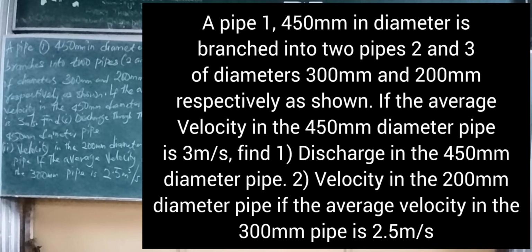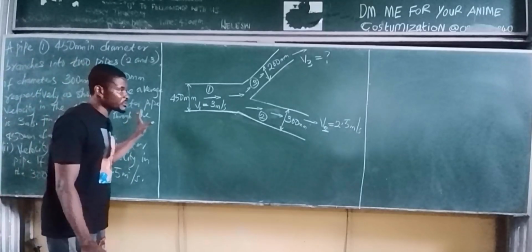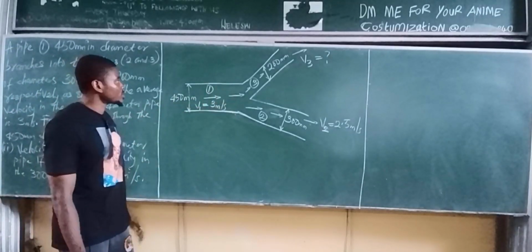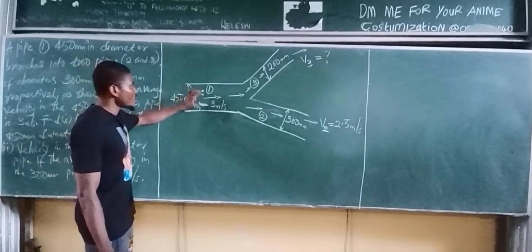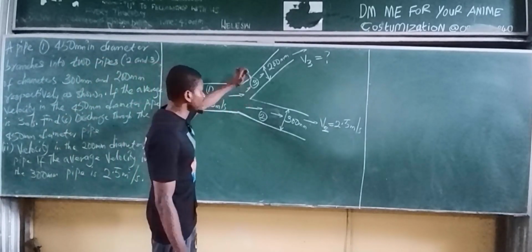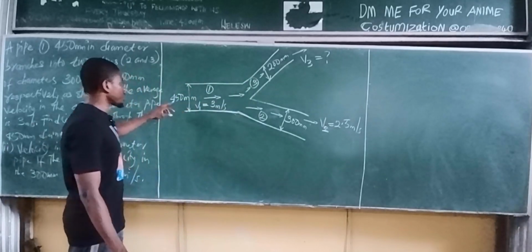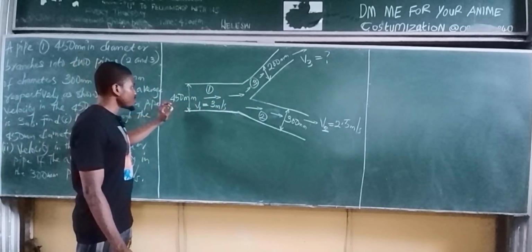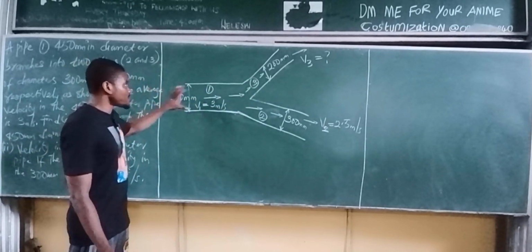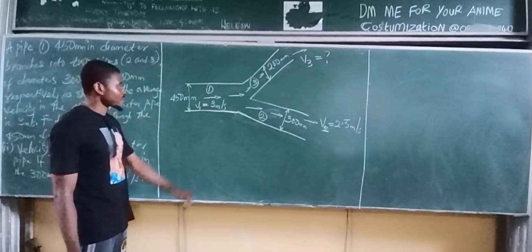Two, velocity in the 200 millimeter diameter pipe if the average velocity in the 300 millimeter pipe is 2.5 meters per second. Okay, so the information has already been displayed on the board. We have a single pipe 1, which is now branched into two pipes. This is 2 and this is 3. And the first pipe is of diameter 450 millimeter. The flow in this pipe is moving with a speed of 3 meters per second.